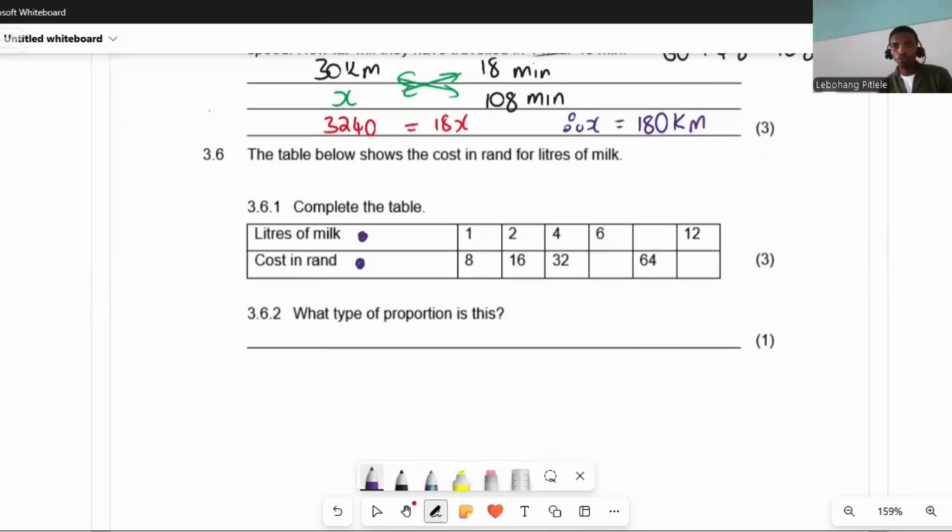Are they from 1, 2, 4, 6, 12? Are they ascending or descending? Ascending. They're going up, right? And then looking at the cost in rand, is it ascending or descending? Ascending. So if they are both ascending, it means they are what? Direct proportion, because they're both going in the same direction. Even if they were both going down, whenever they go in the same direction, they are what? Direct. But if they go in opposite directions, then it is inverse or indirect proportion.